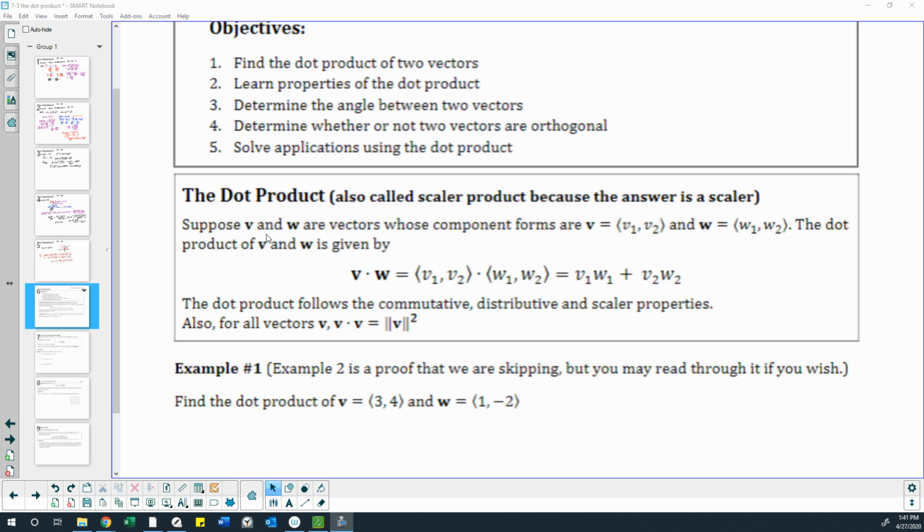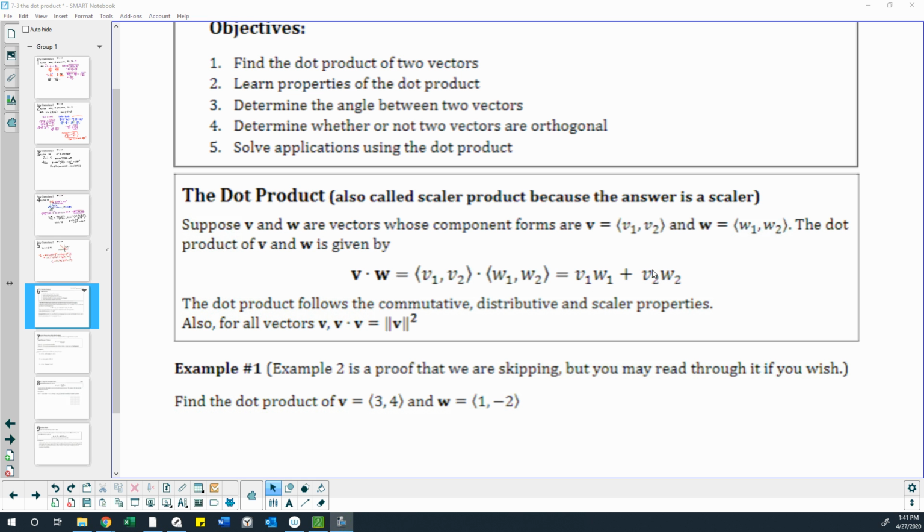The dot product is also called a scalar product because the answer to a dot product is a scalar. It's not a vector, it's a number that does not have direction, it just has magnitude. So suppose vector v and vector w are vectors whose component forms are v1, v2, and w1, w2. The dot product of v and w is given by v1 times w1 plus v2 times w2.